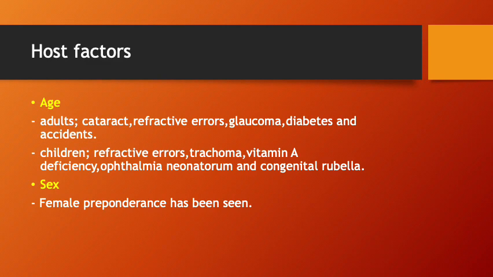In children, the causes most commonly include the refractive errors. Then we have infections like trachoma, vitamin A deficiency, ophthalmia neonatorum, and congenital rubella. Now, the second host factor is the sex. It has been seen that blindness is more common among females.